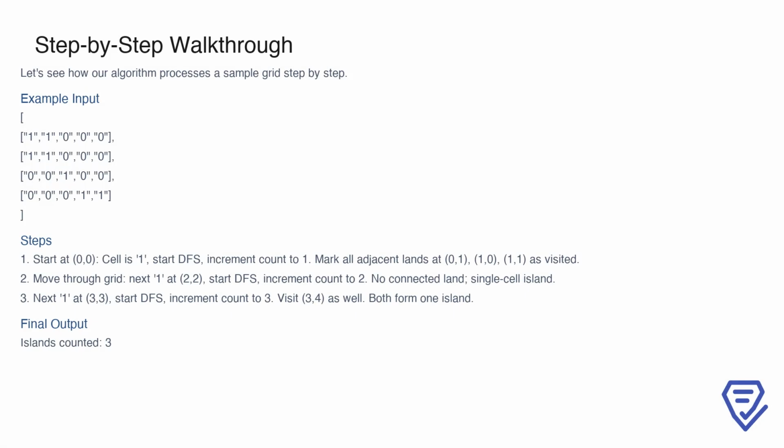Let's walk through a step-by-step example for LeetCode problem number 200. In our sample grid, the algorithm starts at cell (0, 0), finds a 1, launches DFS, and marks the connected block of land, counting 1 island. It skips over water and lands already visited. When it encounters a new 1 at (2, 2), it detects a new disconnected island and marks it. Finally, at (3, 3), it finds another disconnected region, marks the 2 adjacent lands, and increases the count again. At the end, the output is 3, matching our expectations from the examples.